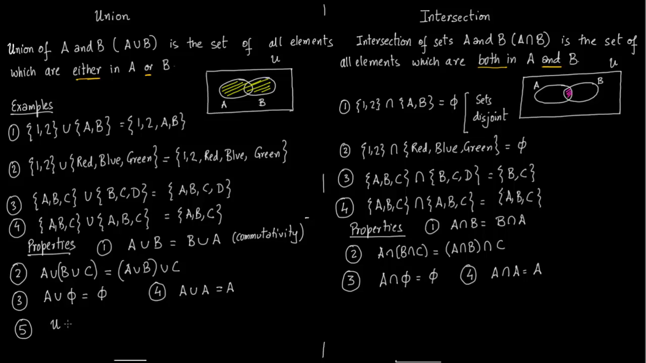Property 5 is, you take the universal set, you take its union with A, you get the universal set. Here you take the universal set, you take its intersection with A, you just get A. Now I will correct the error which I made. So A union the null set is the entire set A, because in A you add nothing, so you still get A.